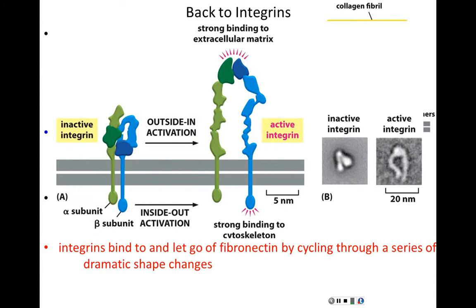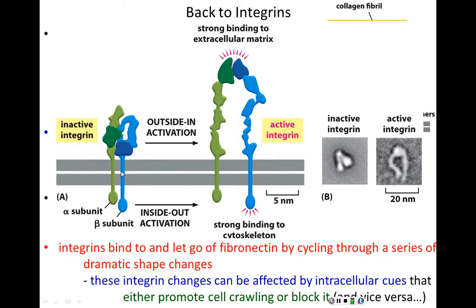That happens through a series of shape changes or conformational changes in the integrin proteins. Integrin proteins change their shape, and by changing their shape, they change their function. There's one conformation of the integrin proteins that cannot bind to fibronectin. It's all folded up, all bundled up. This is what it looks like in an electron microscope. And then the active form of integrin is extended and can interact with fibronectin, can grab onto the ECM. So to let go, we go into this conformation, and to grab on, we go to this conformation. These integrin changes can be affected by intracellular molecular signals causing cells to let go or grab, and those can promote cell crawling or block it, depending on which conformation of integrin you get.